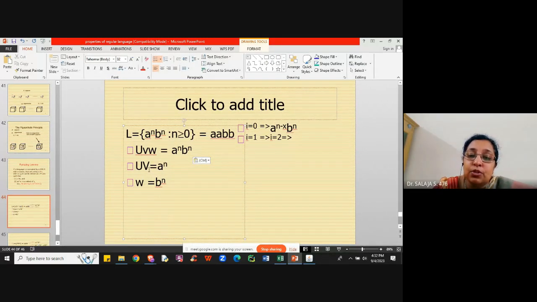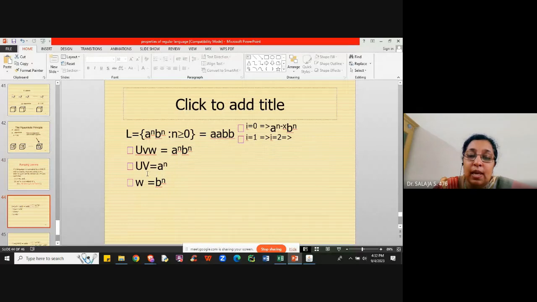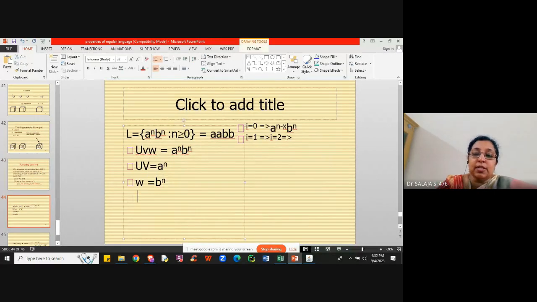Now what am I supposed to do? We have to split the string in such a way that v is not an empty string. So let me take v to be a per x. Instead of n, I am replacing it with x, where x would be less than n. I'll explain this with another example.